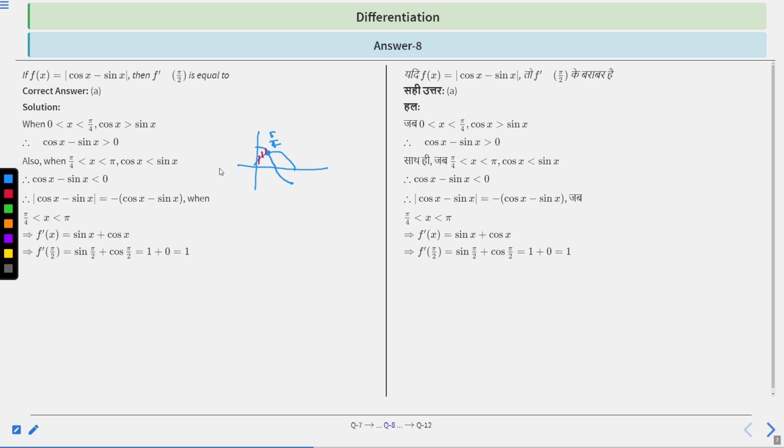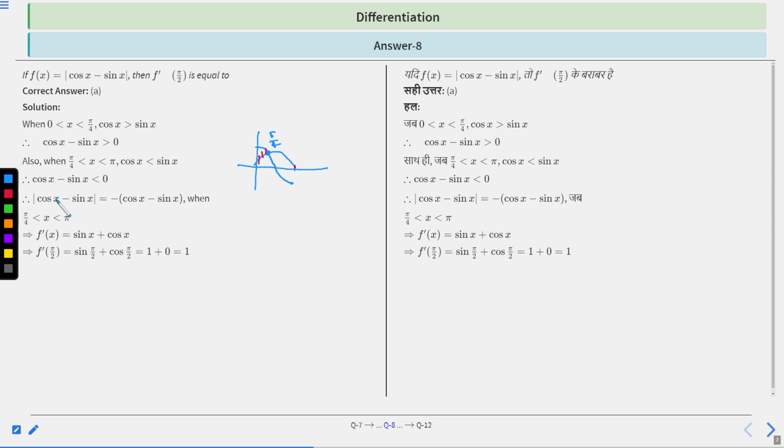And when x is between pi by 4 to pi, you can say that sin x is greater than cos x. Clear? Right. So from this we can say when x is between 0 to pi by 4, cos x is greater than sin x. This implies therefore cos x minus sin x is greater than 0, right? Also, when x is between pi by 4 to pi, cos x is less than sin x. So cos x minus sin x is less than 0.